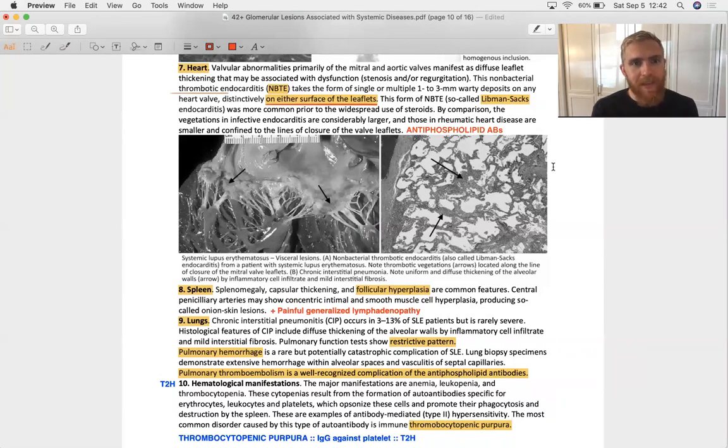It's called Libman-Sacks endocarditis. And what's characteristic about this, as opposed to other causes of non-bacterial thrombotic endocarditis, such as, I don't know, medication-induced, what's distinctive about Libman-Sacks is that you're going to see vegetations on both sides of valve leaflets, not just the top and the bottom. You got them on both sides. So that's what makes Libman-Sacks, Libman-Sacks. You see Libman-Sacks, you think lupus.